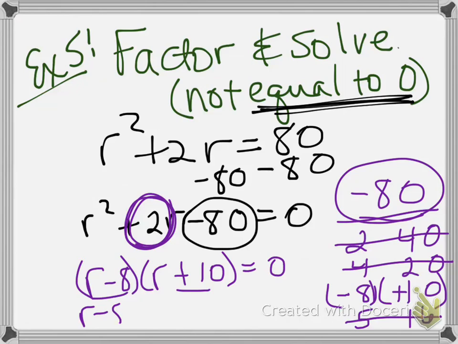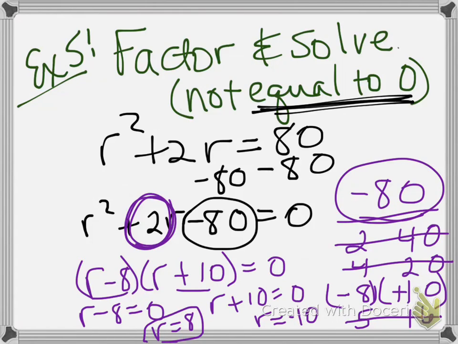So if I say r minus 8 equals 0, and r plus 10 equals 0, then I'm going to get a solution of r equals 8 and r equals negative 10. Sorry to be off the page there.